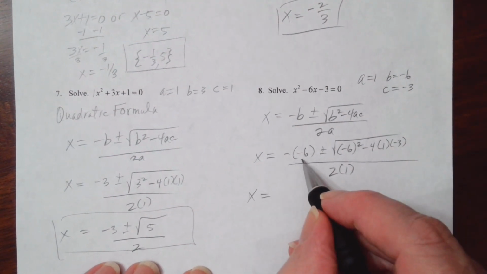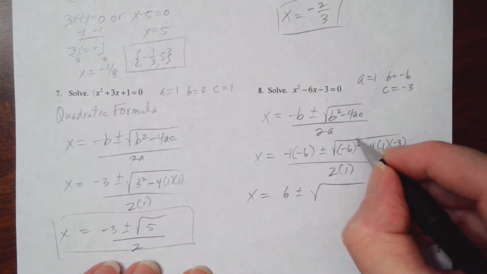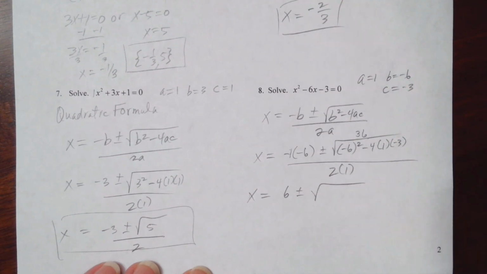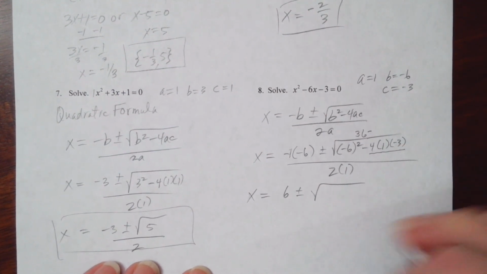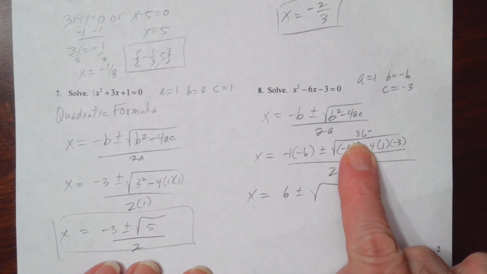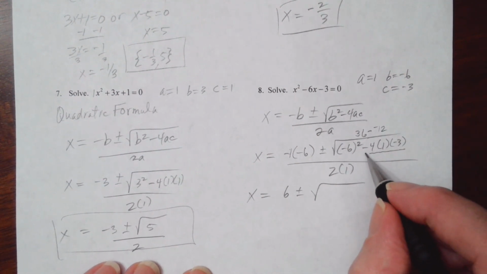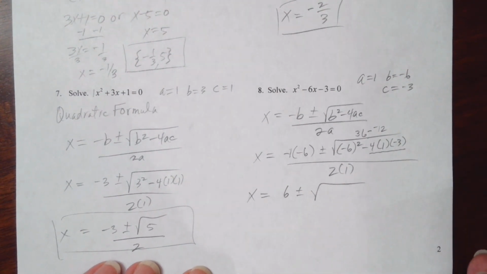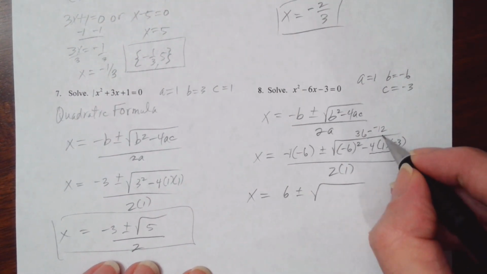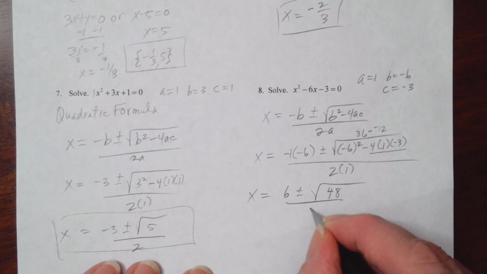So the opposite of negative 6, or negative 1 times negative 6, is 6. Over here, you're going to square, you get 36, because negative 6 times negative 6 is positive 36. Now be careful here, you're subtracting this product, which is 4 times negative 3, or negative 12. You're subtracting negative 12. Now some of you might just see the two negatives here and just end up with the plus, but no matter how you do it, you end up adding 12. So 36 plus 12 is 48. And that's over 2.